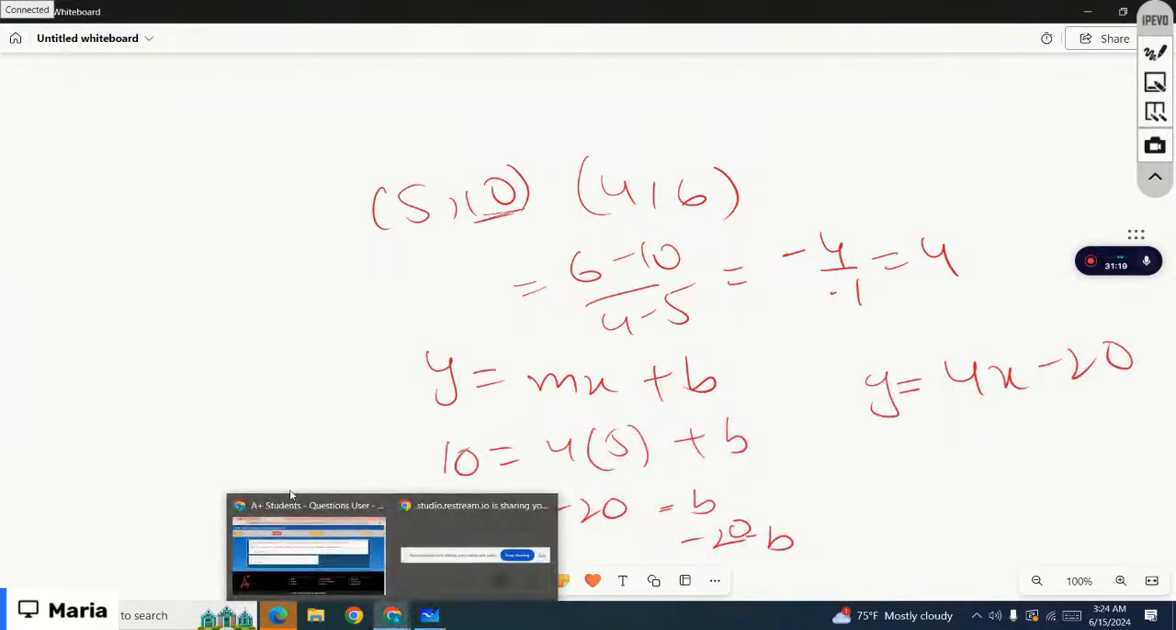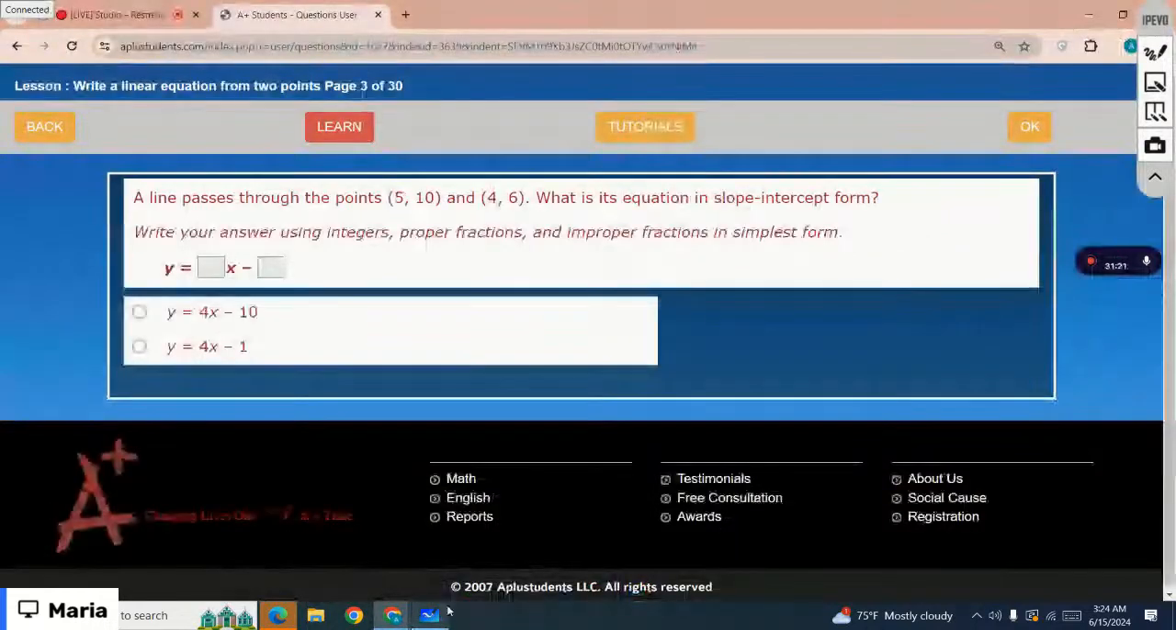Option, that's not 20, that's 10. Y equals 4x minus 10 is the correct option. Okay, let's just move on to the next one.